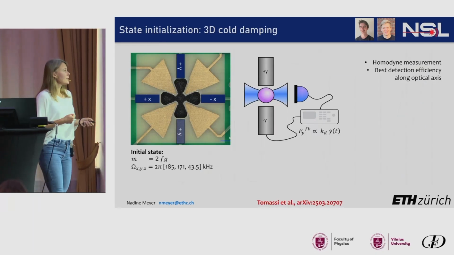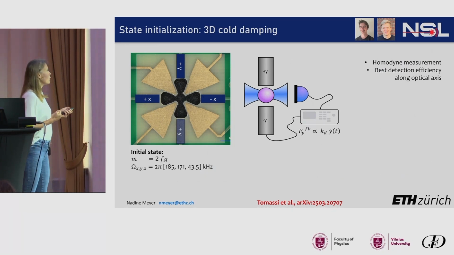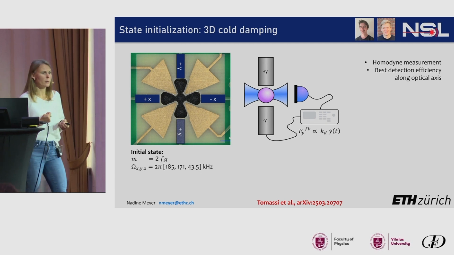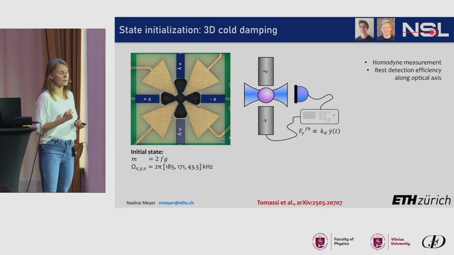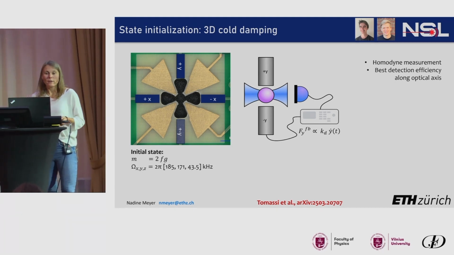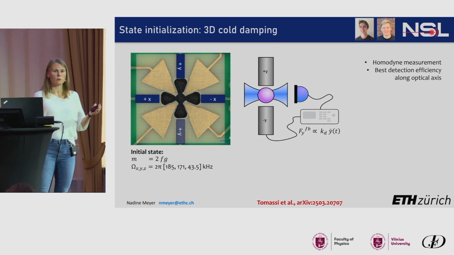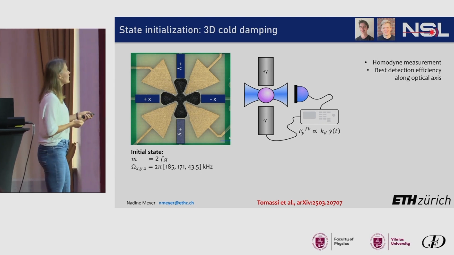So to initialize the state, we do 3D cold damping with electrical forces, and to do so, we collect the scattered light on a detector and then feed it back, applied with a gain on the electrodes in the experiment. In this case, they are distributed along the optical detection axis. And this is then a position dependent force. For cooling, you don't want this. You actually want a velocity dependent force.